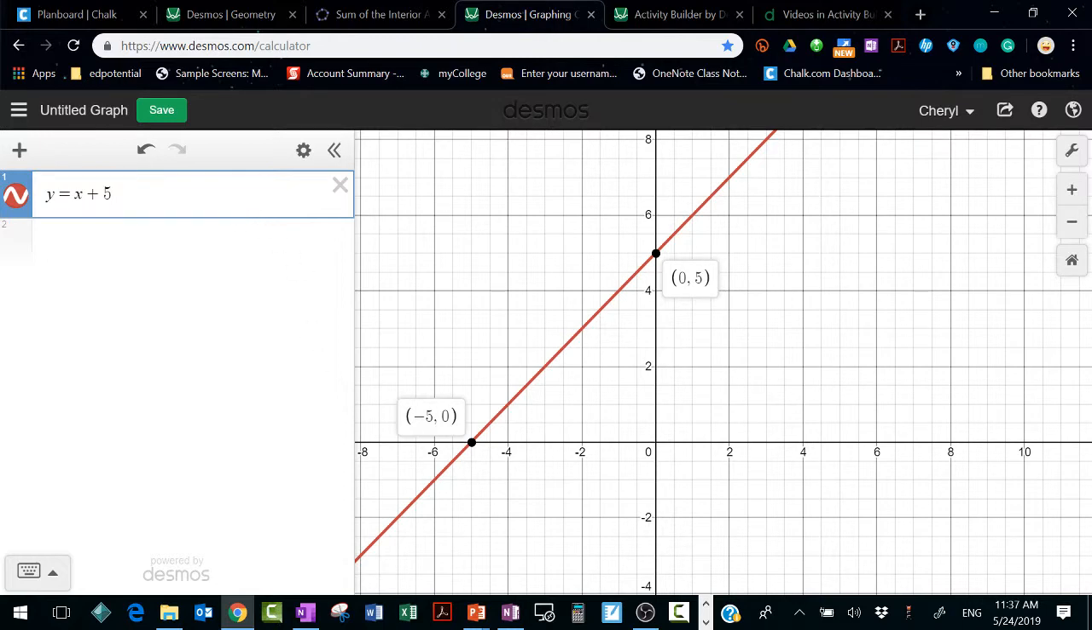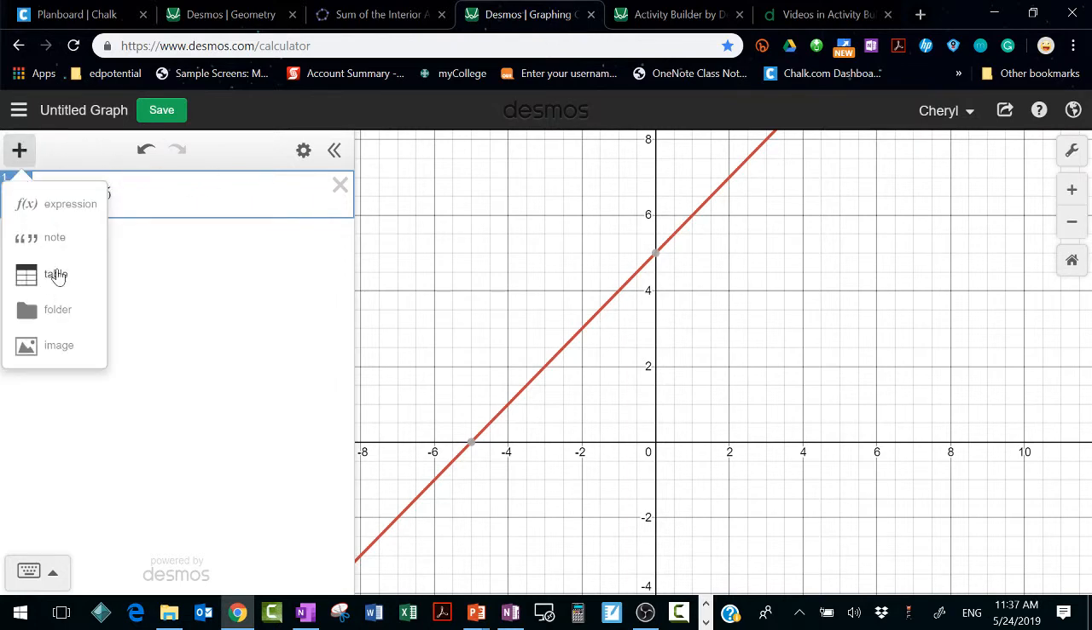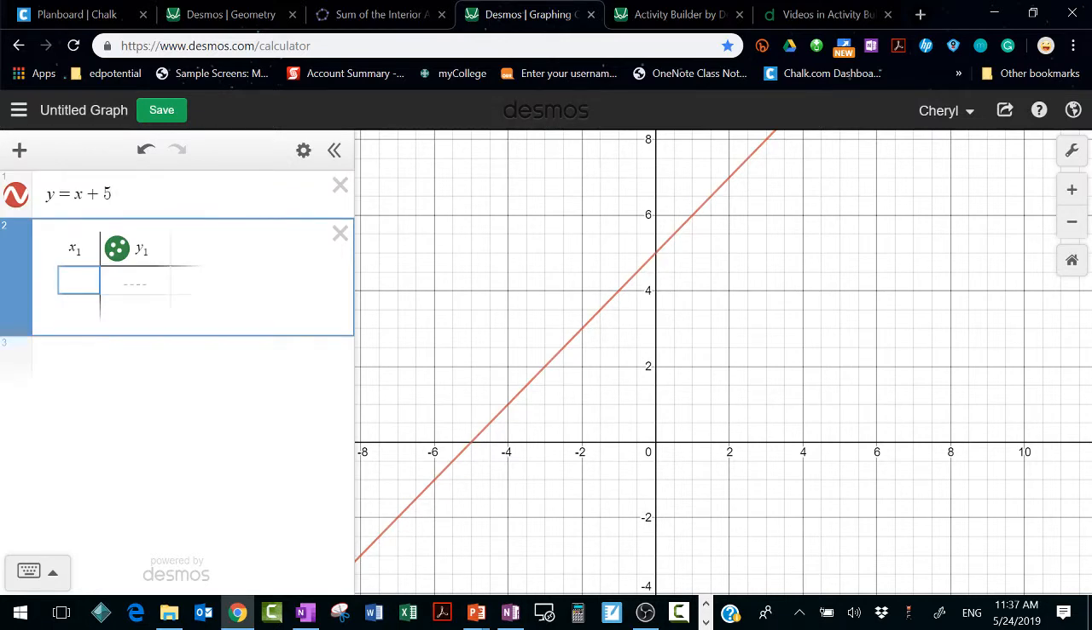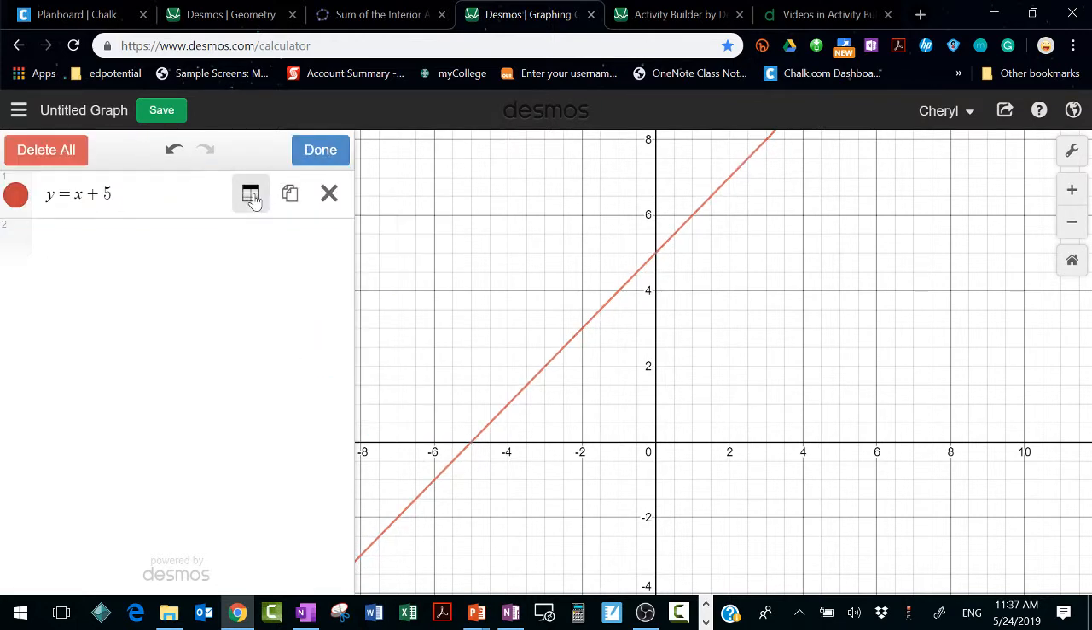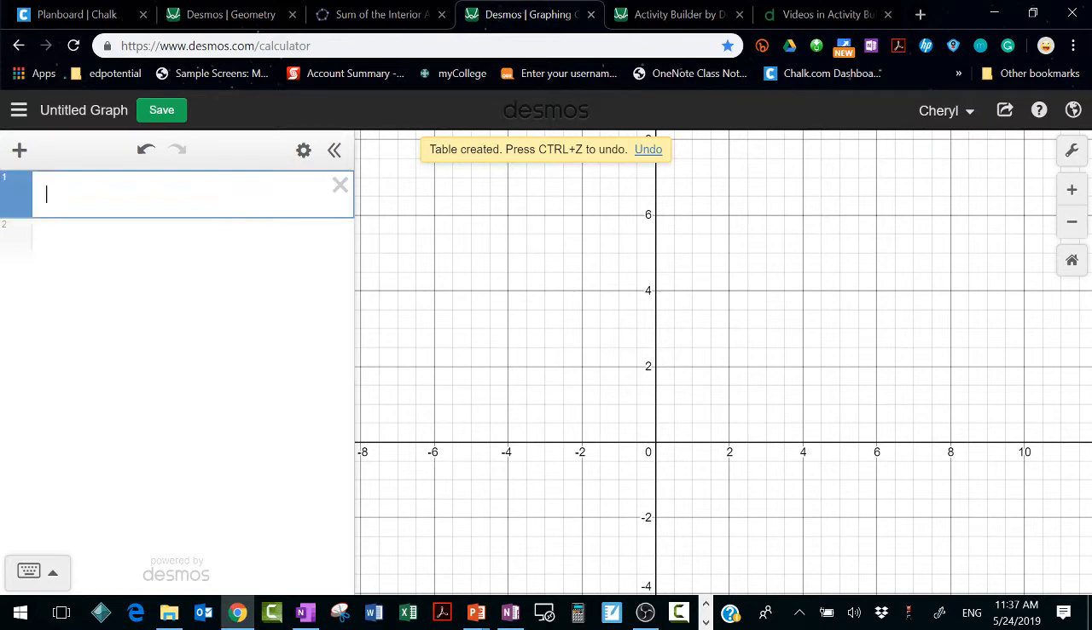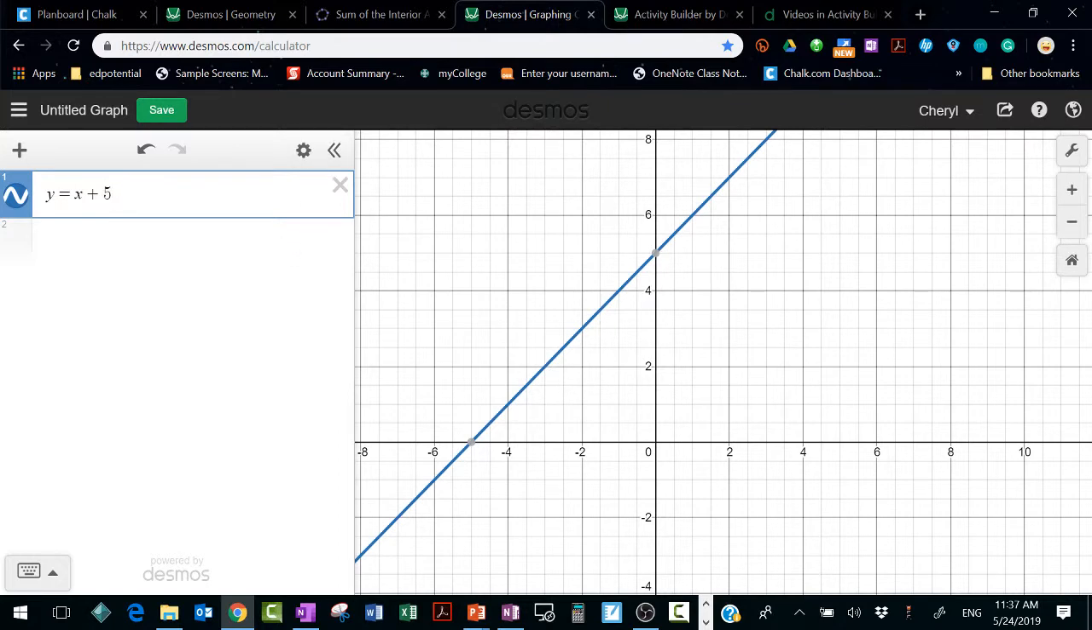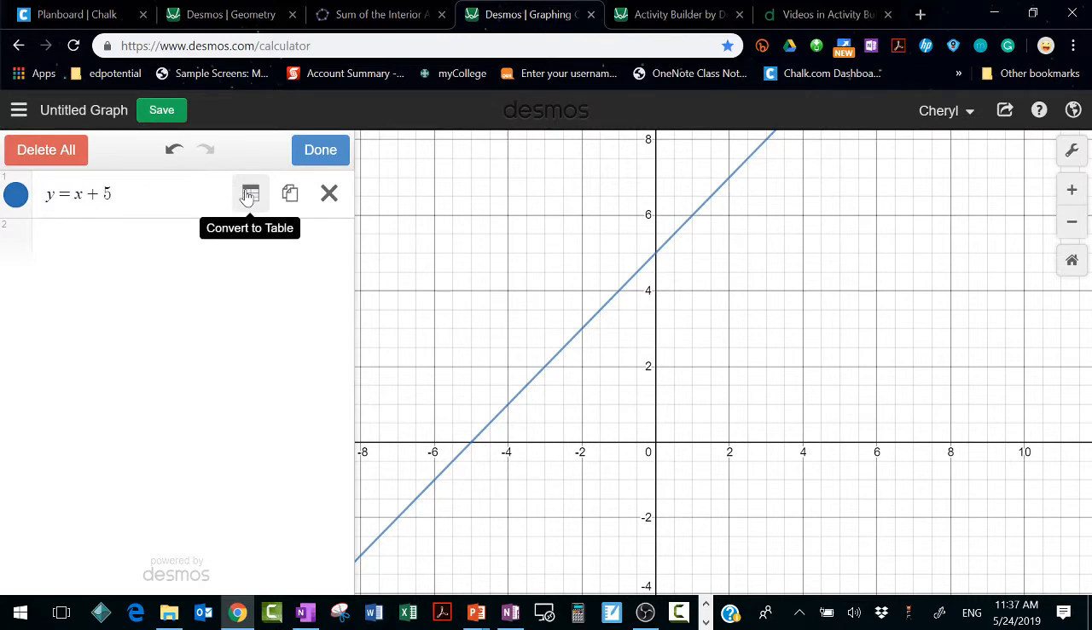The other option is you can turn an equation into a table. So if we take y equals x plus 5, again, we can use a couple of points, but we can also turn this into a table by hitting this cog wheel here and then hitting convert to table.